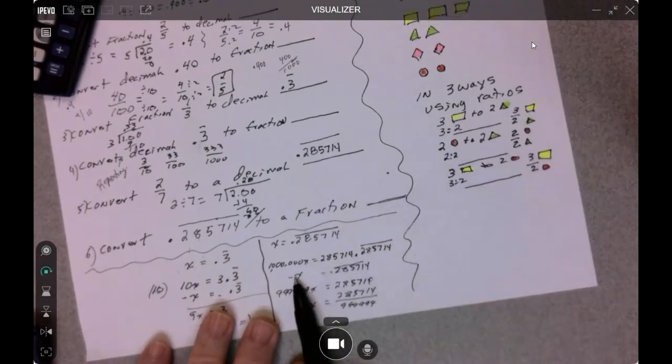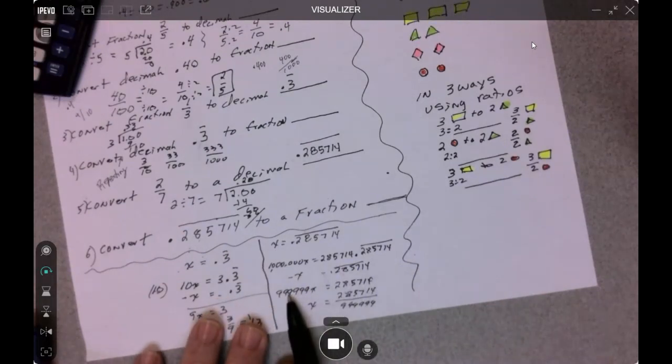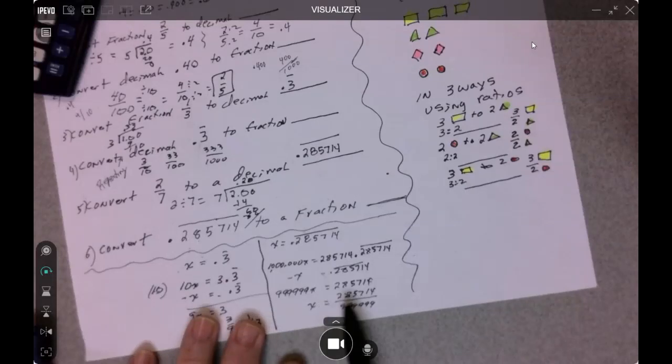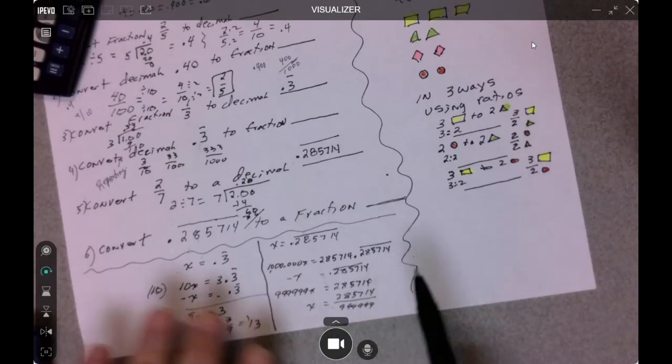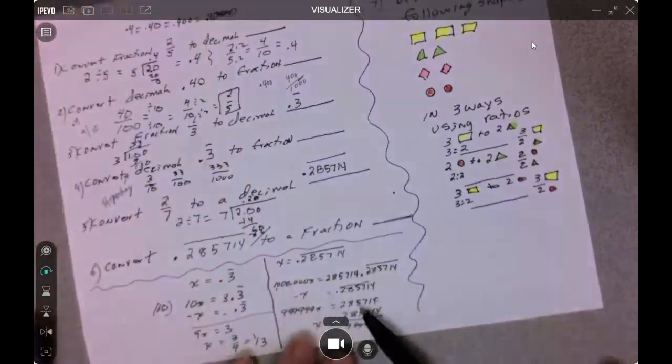Same trick. Subtract 1x. Subtract an x on this side. I'm now left with this. 999,999 times x equals this value. How do I find what x is? Here's my fraction. 285,714 divided by 999. And you say, am I supposed to simplify that?